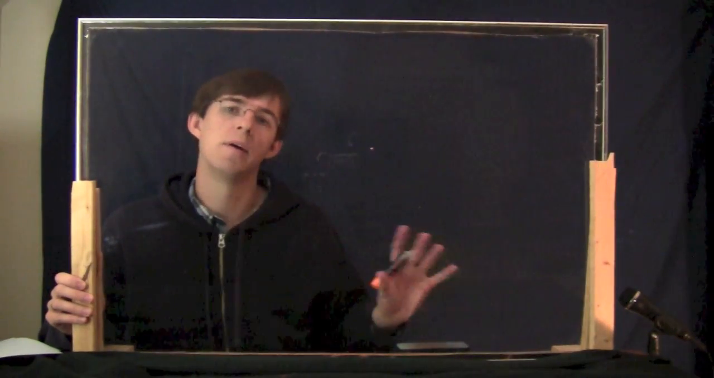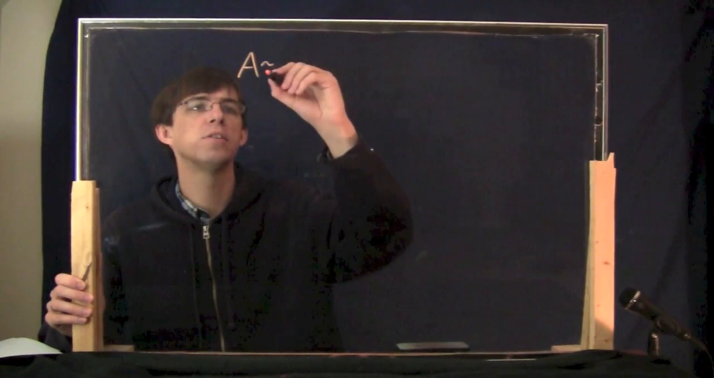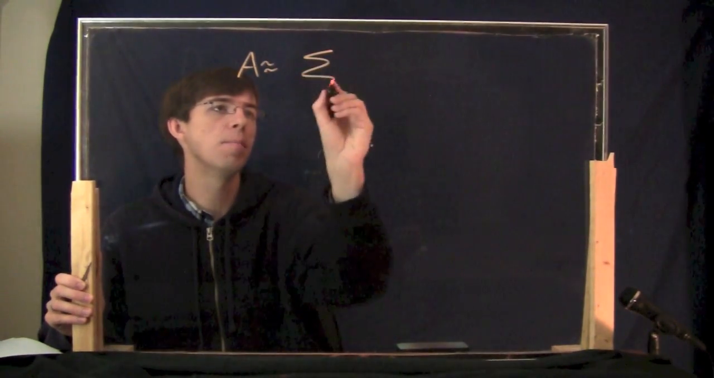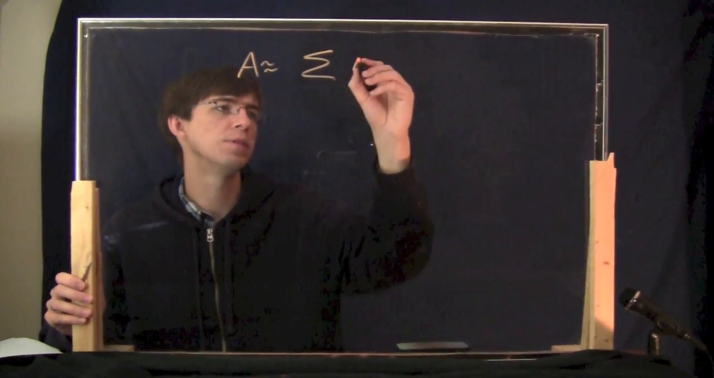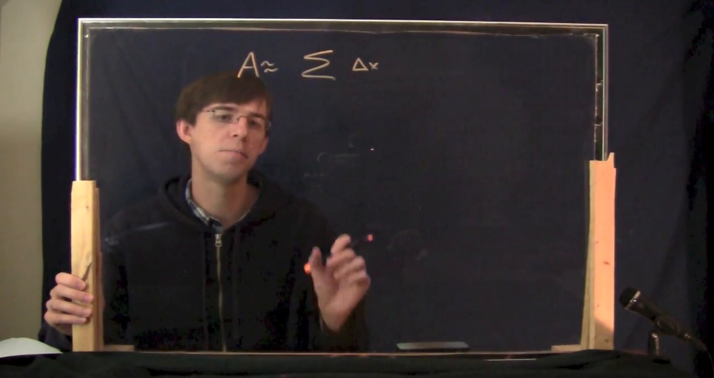Let's just talk a little bit abstractly about what we've been doing here. That area estimation always looks something like this. It's a sum. And inside of the sum, what you see is this delta x thing. Remember, that's the width of each subdivision.